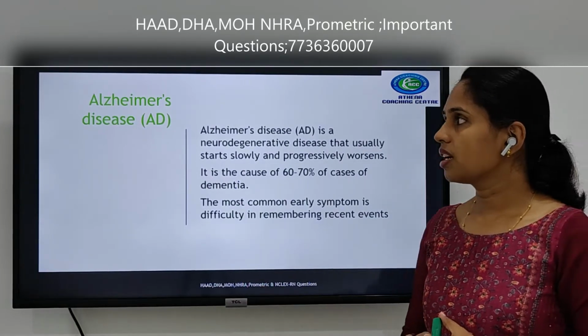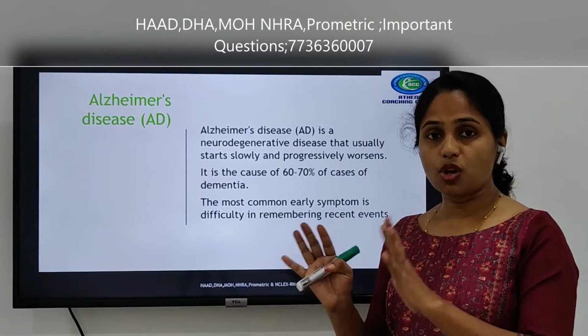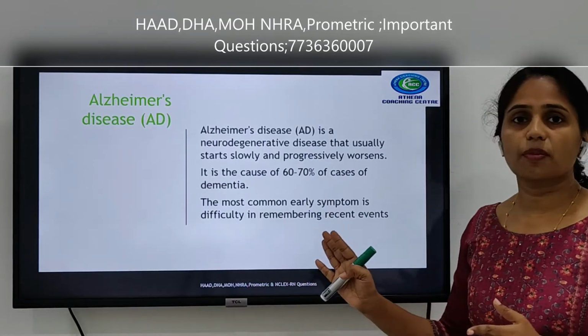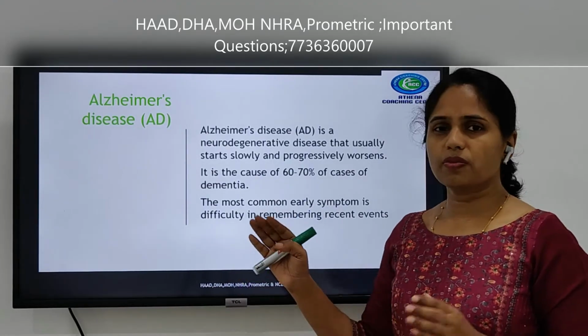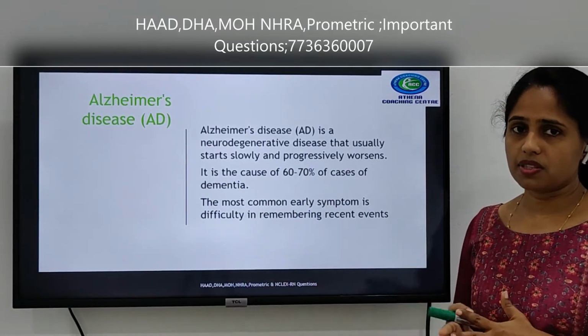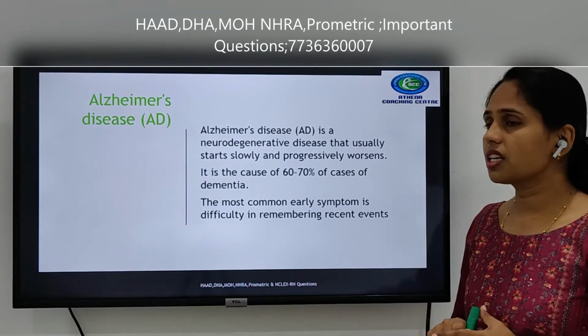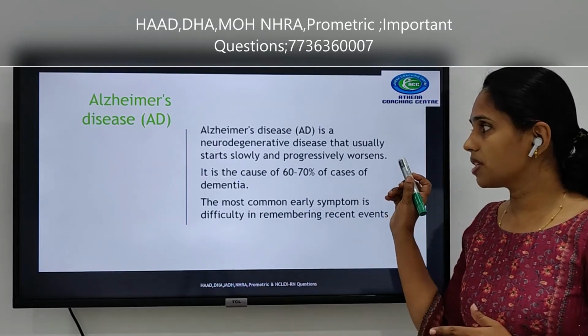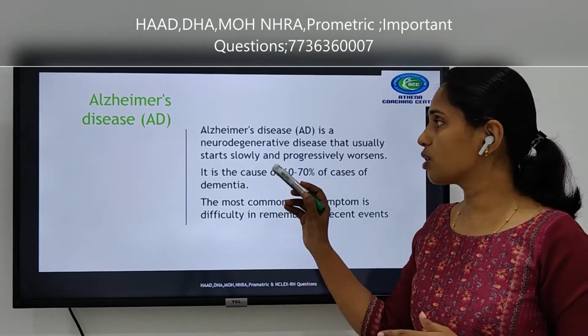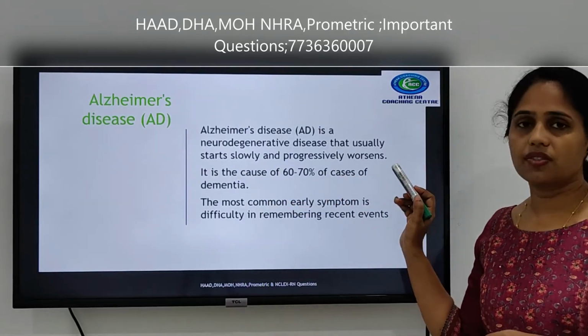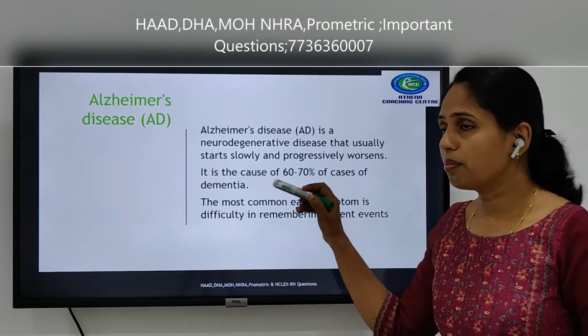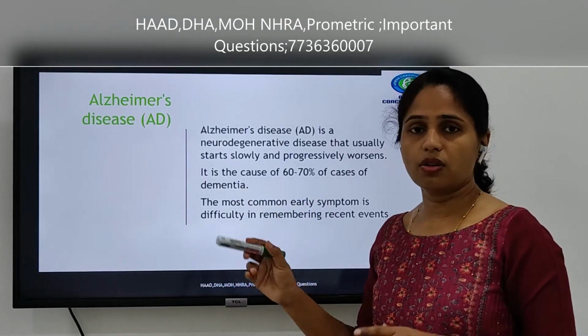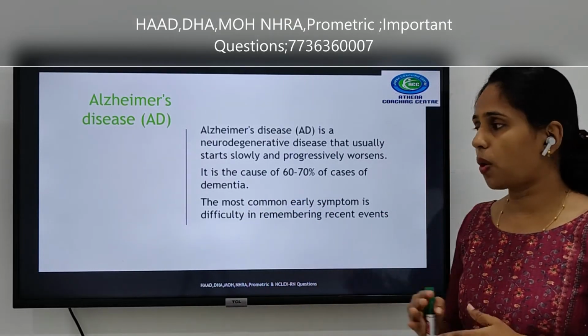Next question. The question is from Alzheimer's disease. So we'll just go through what Alzheimer's disease is. Alzheimer's disease is a neurodegenerative disease that usually starts slowly and progressively worsens. It is the main cause of dementia. You have to remember all of these points.